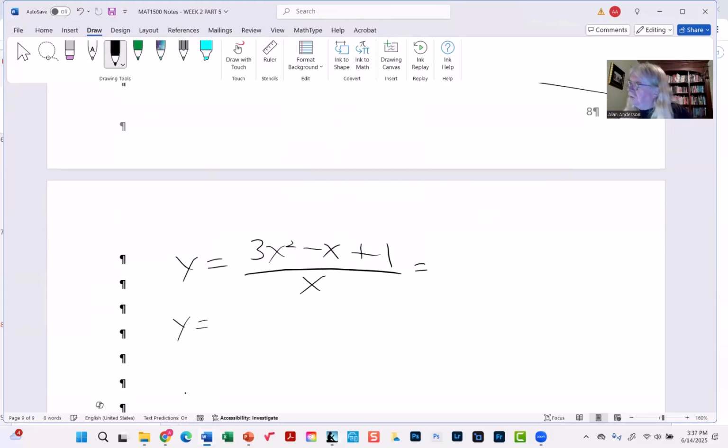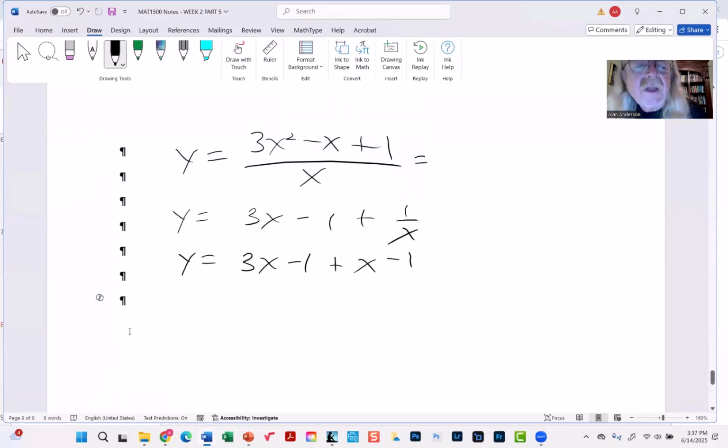So you're going to end up with 3x minus 1 plus 1 over x, which is the same thing as 3x minus 1 plus x to the minus 1 power. So now, of course, we'll apply the power rule to all three cases. Remember, the derivative of x is just 1. This is a constant. It's just going to be 0. And that's going to be our final answer.